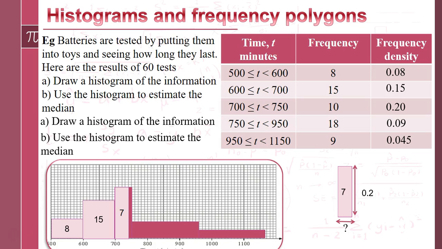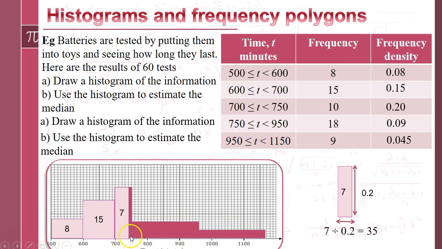Well, we know it's got a height of 0.2. That's our frequency density. From here, we need to know the width. And clearly all we've got to do is reverse the formula for the area of a rectangle. Base times height equals area. So let's do that as area divided by height equals base. 7 divided by 0.2 is 35. So that means this bar's got a width of 35.